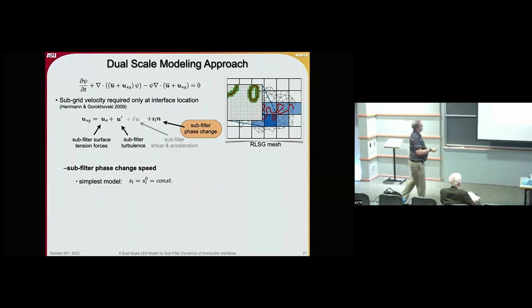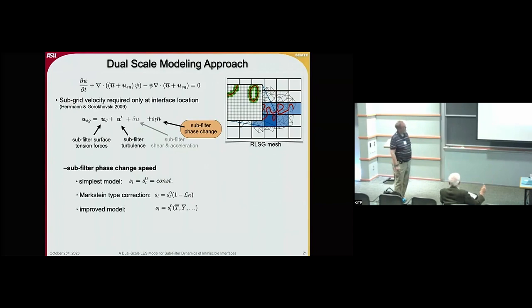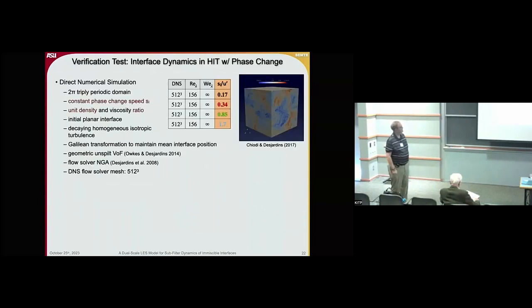The simplest possible model you can do on the fully resolved scale is to just assume that that evaporation speed is constant, to see what the impact is on the surface dynamics. You can go with a Markstein type correction if you wanted to as well, or you can do some improved model using the local field temperature or composition. I'm going to do the simplest model first here.